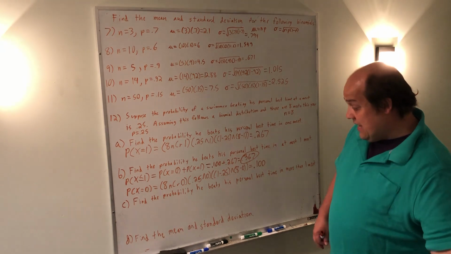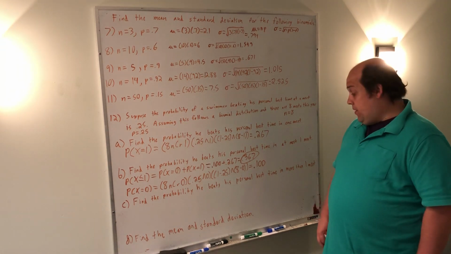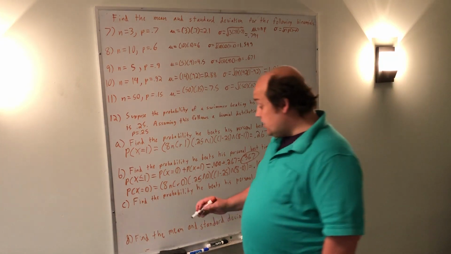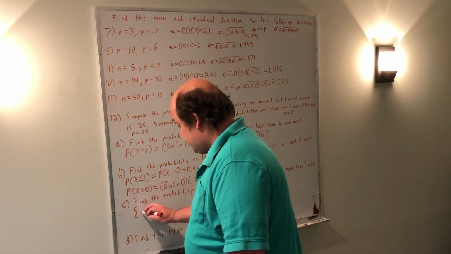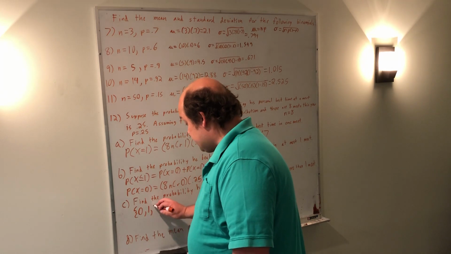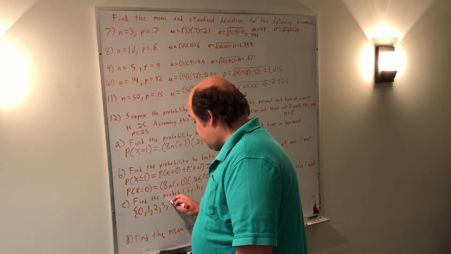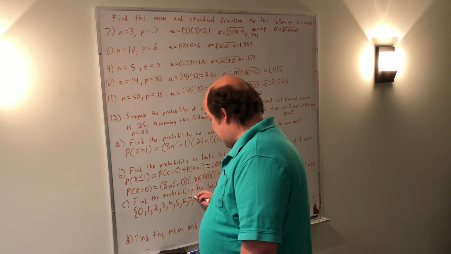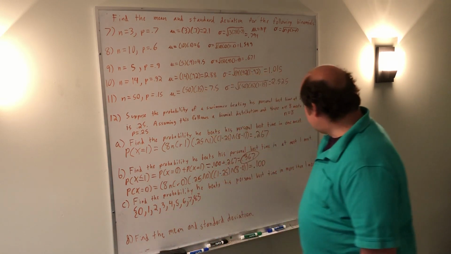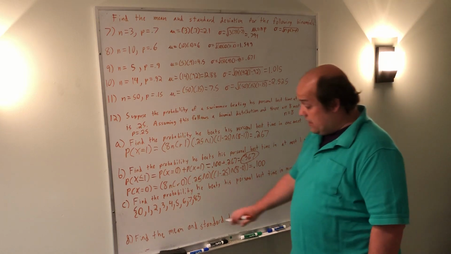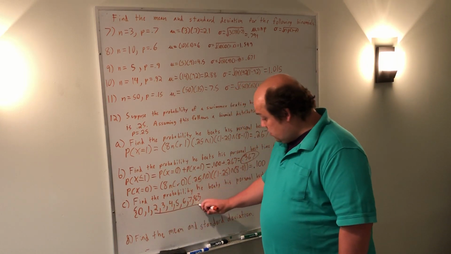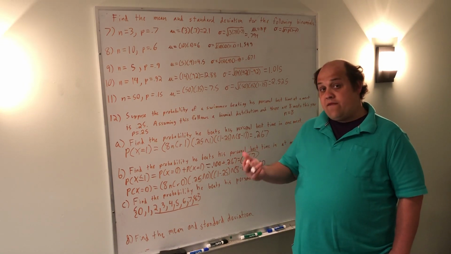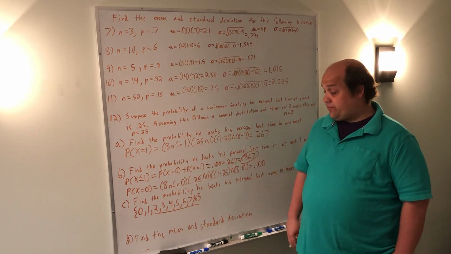For part C, it says find the probability that he beats his personal best time in more than 1 meet. To understand that from a sample space perspective, here's all the possible meets that he could beat his personal best time. Everything from 0 meets beating it up to 8 meets beating it. If it's going to be more than 1 meet, these would be the answers that we're looking for. More than 1 includes 2, 3, 4, 5, 6, 7, and 8.